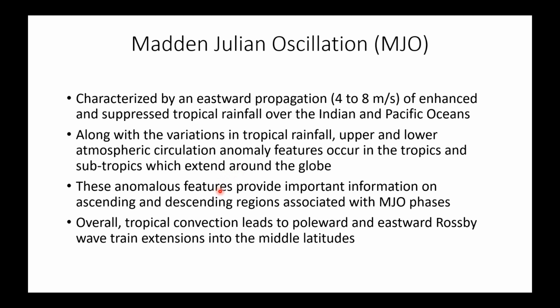Now, these anomalous features provide important information on ascending or rising vertical air motion and descending or sinking vertical air motion associated with various MJO phases, and I'll get more into that in a moment. And overall, that tropical convection leads to poleward and eastward Rossby wave train extensions into the middle latitudes. So you get these wave-like features that set up in the middle latitudes, and that has major impacts on who gets wet, who gets cold, who gets dry, and who gets warm.